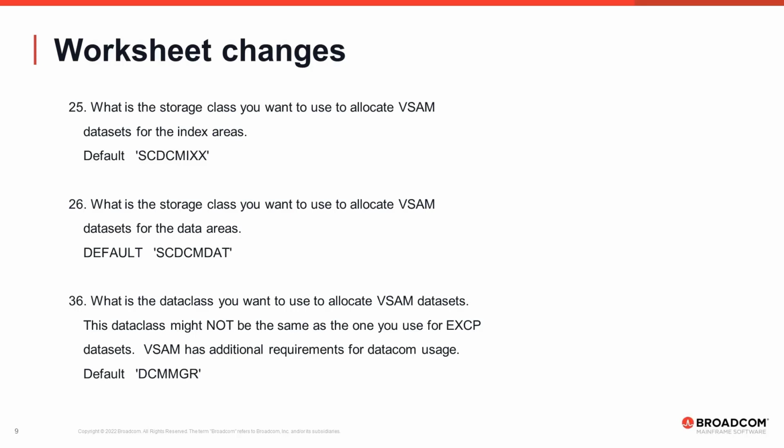So, worksheet changes. There were 3 changes made. These all deal with VSAM. Number 25 deals with VSAM. These have to be allocated for your index areas. Worksheet item number 26 deals with your data areas for VSAM. And 36 deals with your data classes.